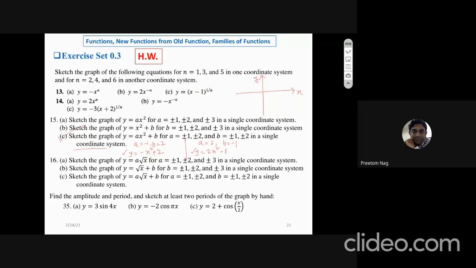Y equals minus x square. What is the graph for y equals minus x square? It is a reflection of y equals x square. So it will be a parabola, open down, and plus 2 will shift this graph, y equals minus x square, upwards, 2 units up, along the y-axis.